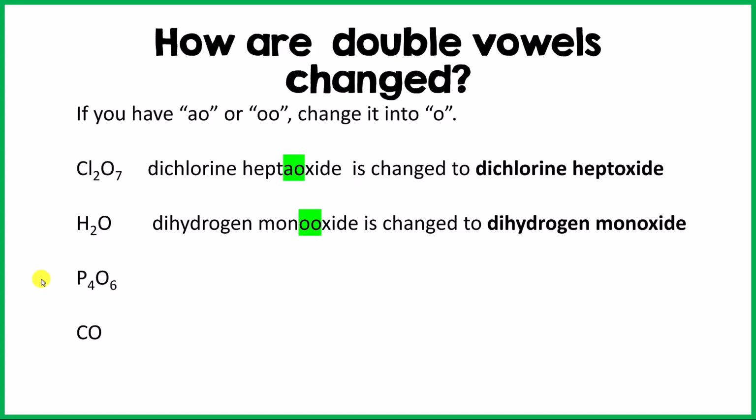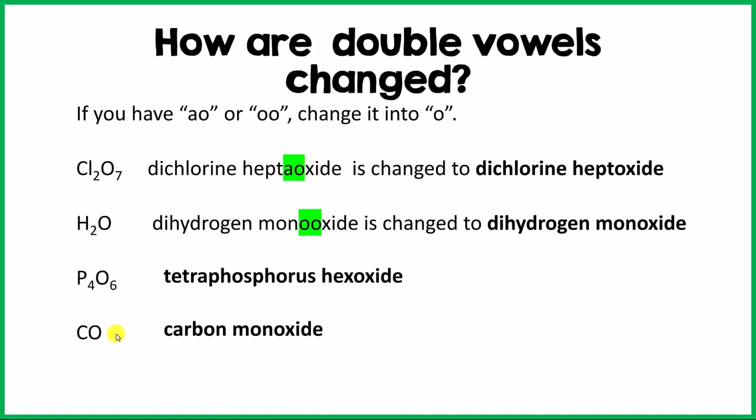Okay, this first one is tetraphosphorus hexoxide. And the second one is carbon monoxide.